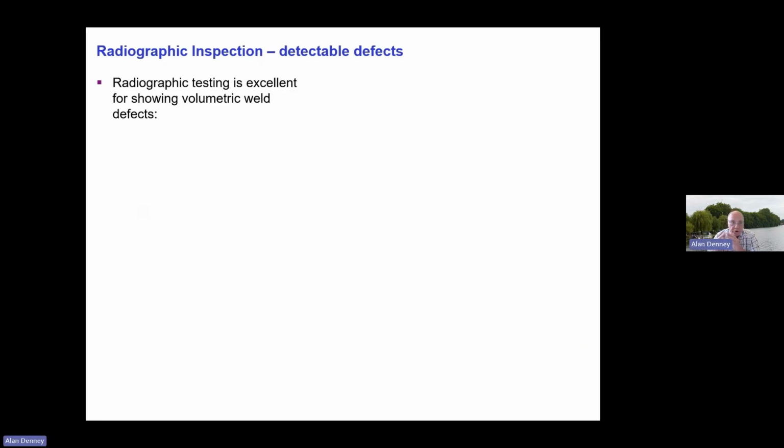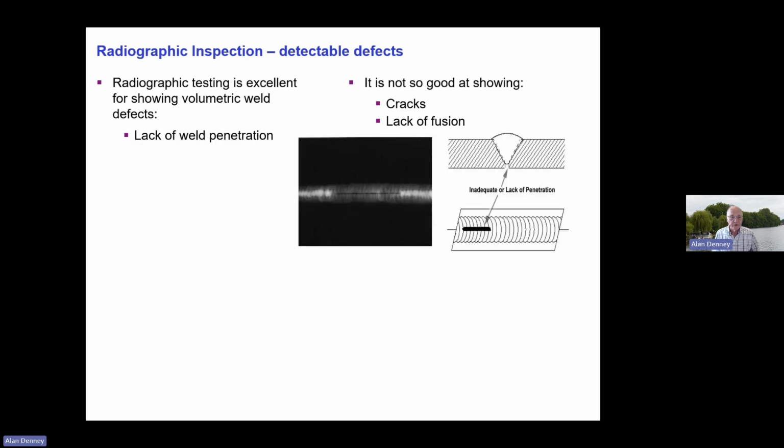Radiography is excellent for showing volumetric weld defects. Volumetric defects that have got volume to them. But it's not so good at showing things that don't have volume, and cracks and lack of fusion type defects do not have volume unless you're remarkably good at aligning the beam with the crack or the lack of fusion. So, for example, lack of penetration of the weld, and you can see what I mean by lack of penetration there, shows up very nicely as a dark black line.